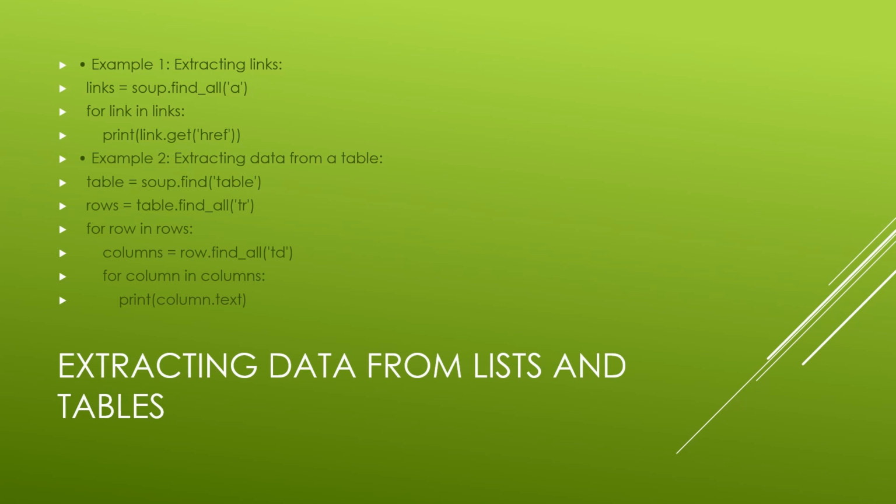Many websites organize data into lists or tables. BeautifulSoup makes it easy to extract this data. For example, we can loop through all a tags to extract links from a page. Similarly, we can extract data from tables by finding tr tags for rows and td tags for individual table cells.